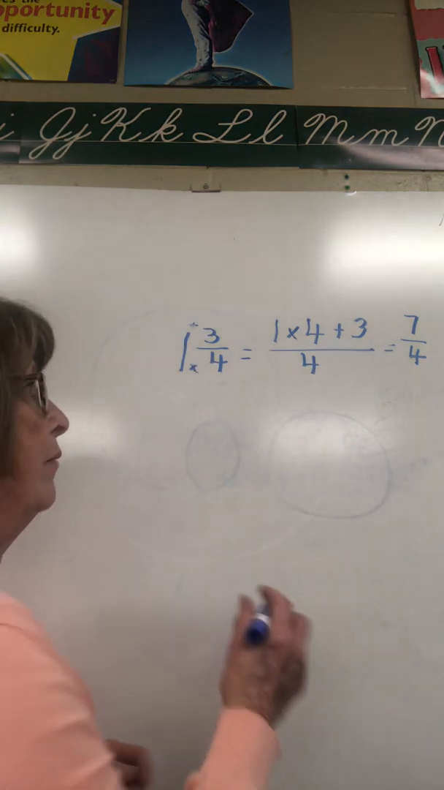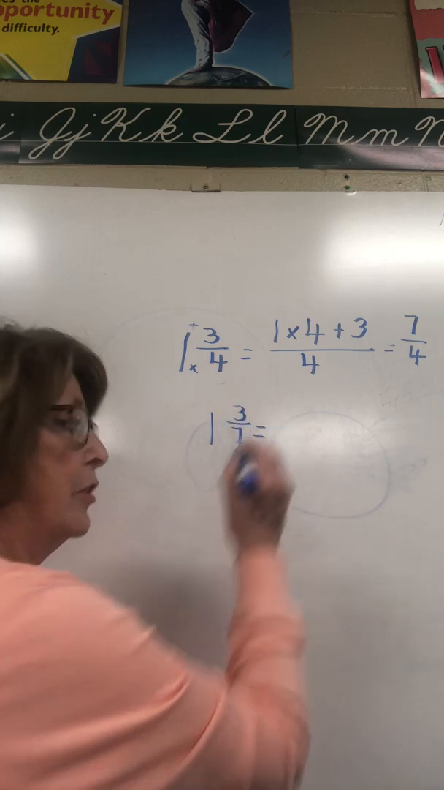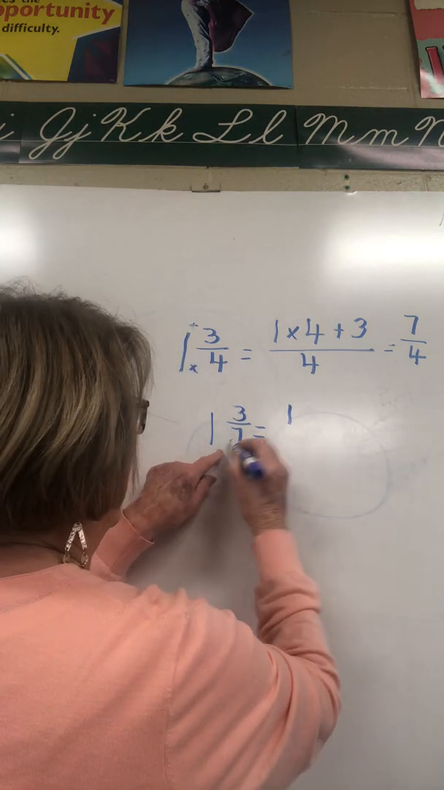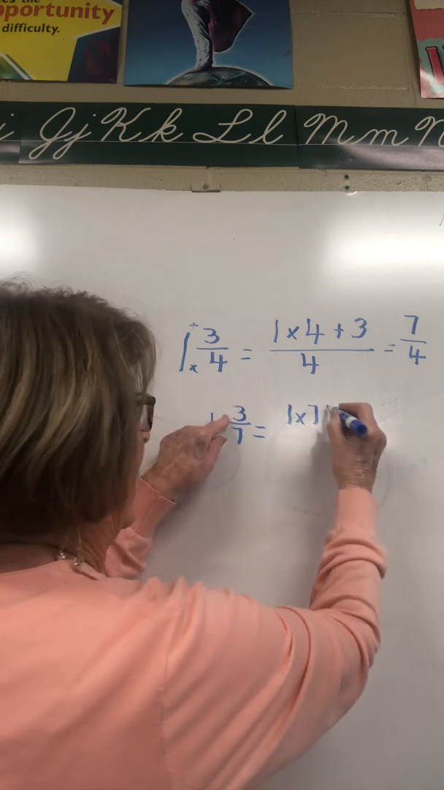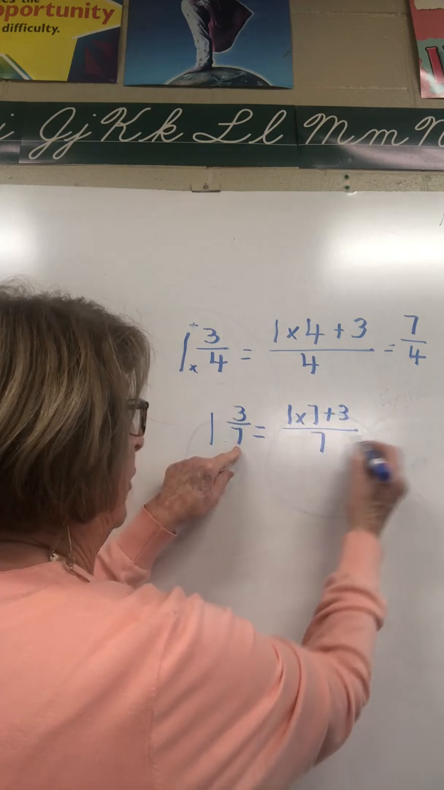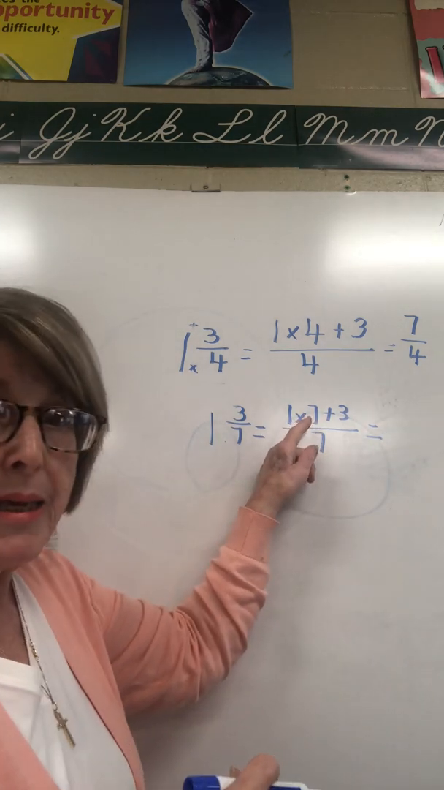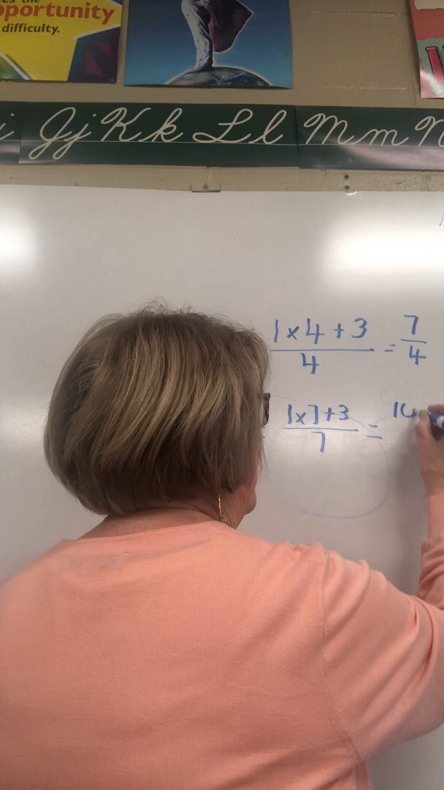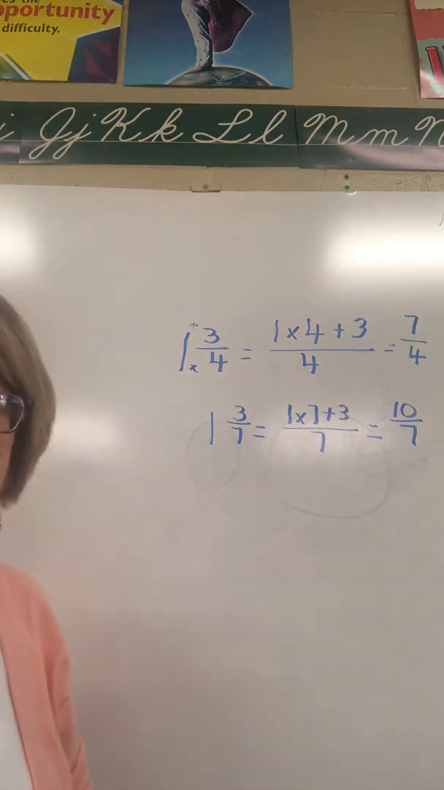We have 1 3/7. All right, so let's write 1 3/7. How would we write it out? The whole number, 1, times our denominator of 7, and we're going to add our numerator to that. Place it over this same denominator of 7. Now let's do the calculation. 1 times 7 is 7, plus 3 would be 10. So my numerator would now be 10. I place it over that same denominator of 7.